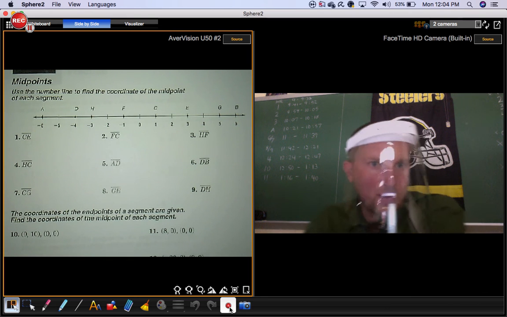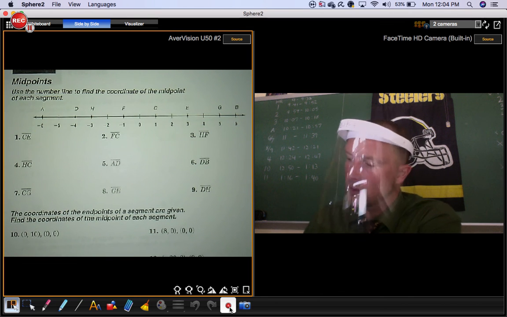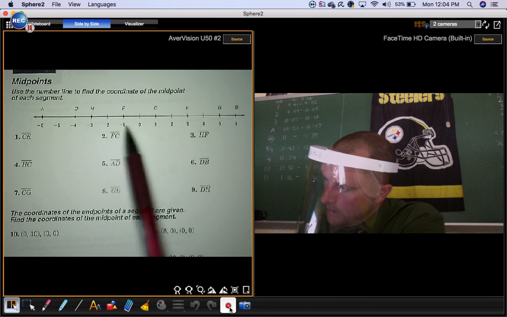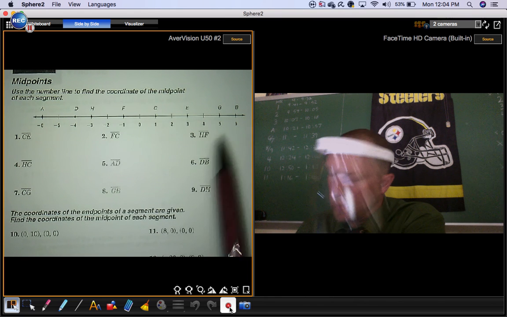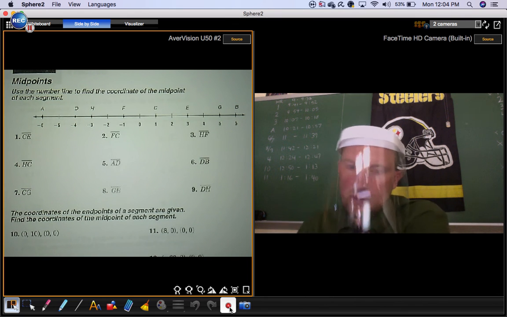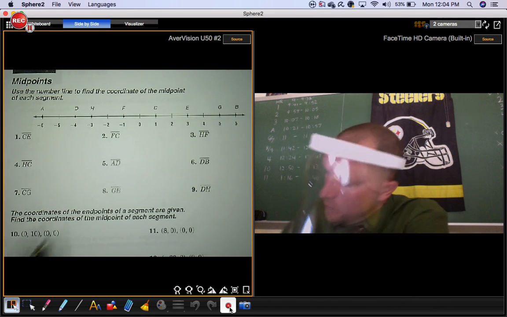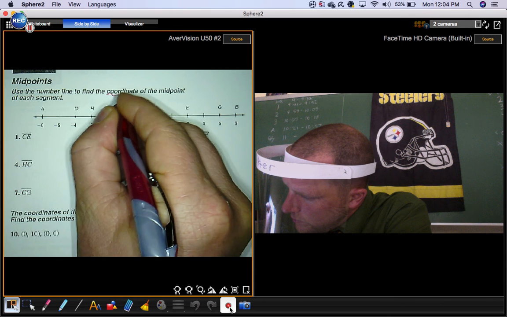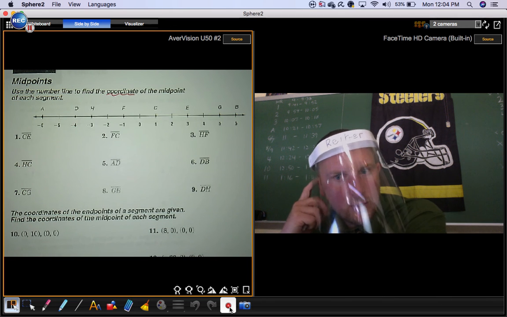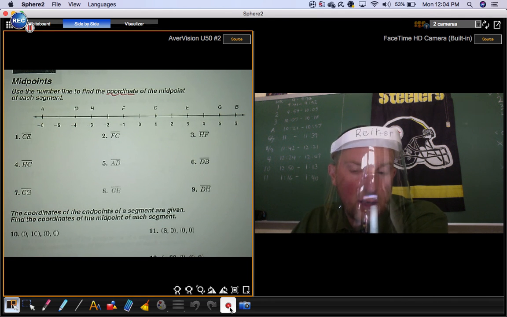Use a number line to find the coordinate of the midpoint of each segment. Look at your number line. We are counting by ones. So if you're a counting person, that's all we're doing, is counting by ones. We want to find the coordinate of the midpoint, so you're looking for a number for an answer.